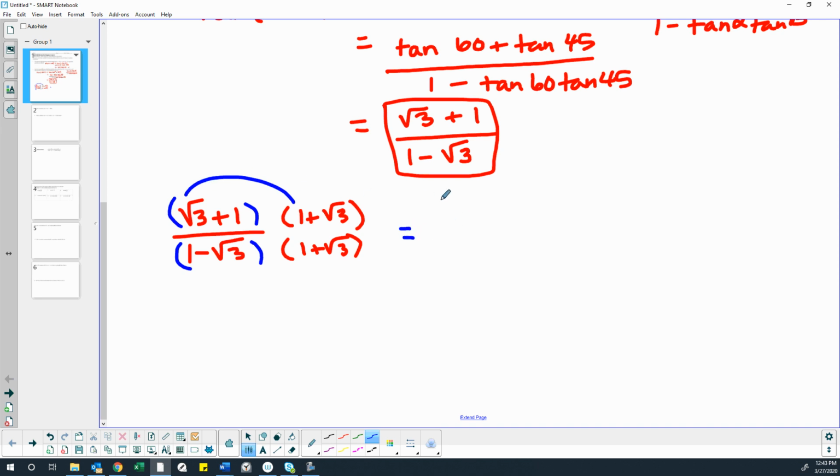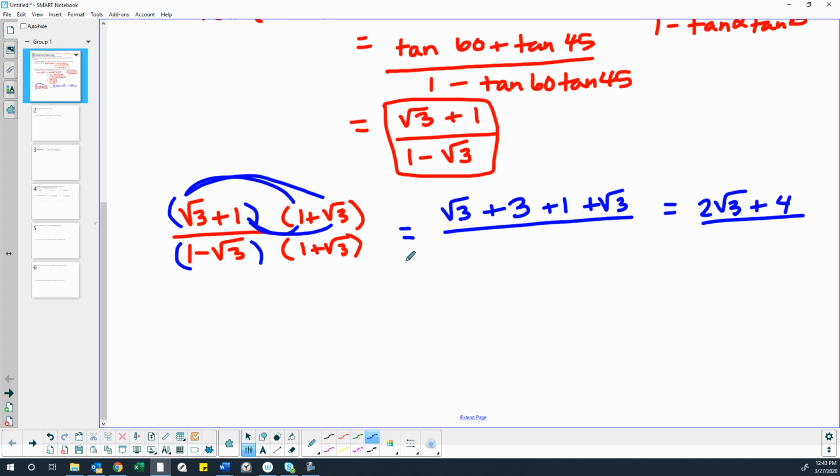So first we have square root of 3 times 1. And then we have square root of 3 times square root of 3, which is square root of 9. I'm just going to write that as 3. Square root of 9 is 3. And then 1 times 1, which is 1. And then 1 times the square root of 3, which gives us another square root of 3. So that simplifies to 2 square root 3 plus 4 in the numerator.